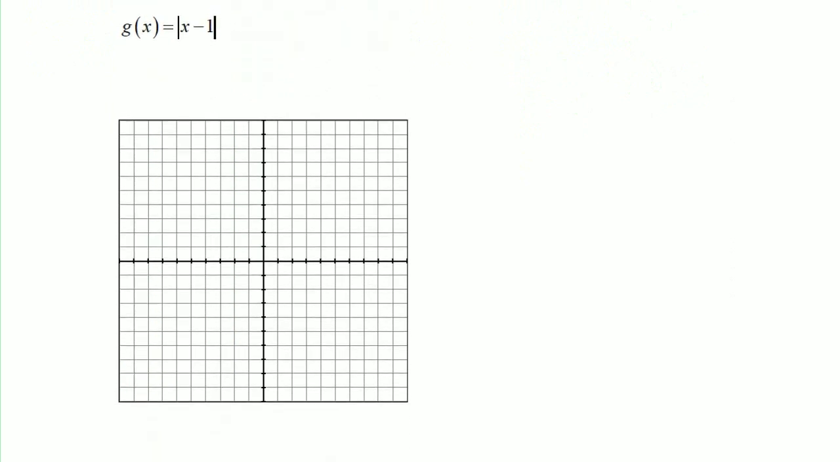Going on next to g of x equals the absolute value of x minus 1, we're going to start this the same way. I'm going to replace my g of x with y to change this to y equals absolute value of x minus 1. And then I'm going to think about the graphing techniques that we saw when we were first starting to talk about graphing nonlinear equations.